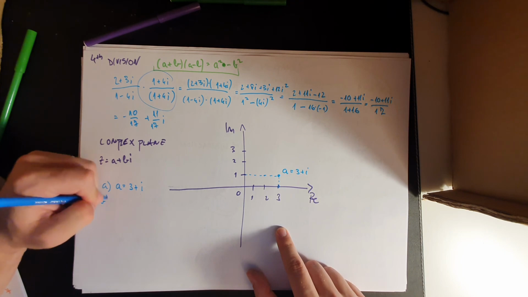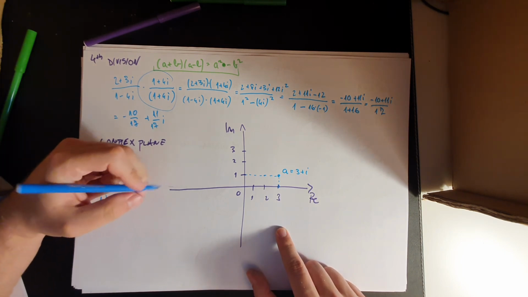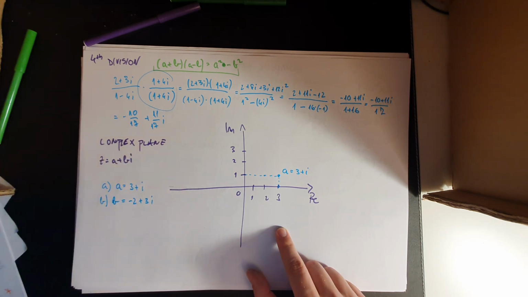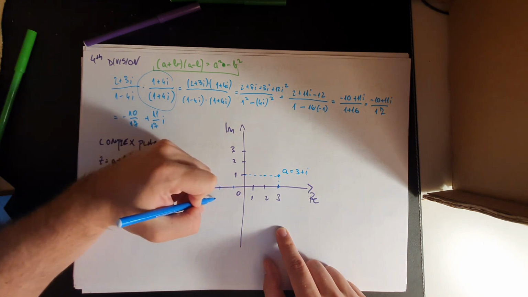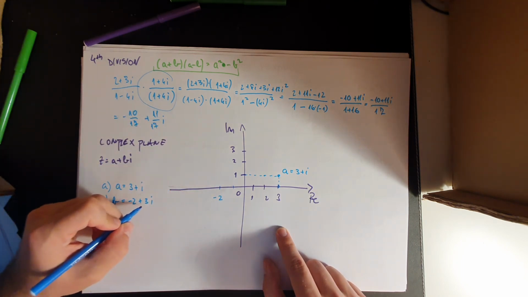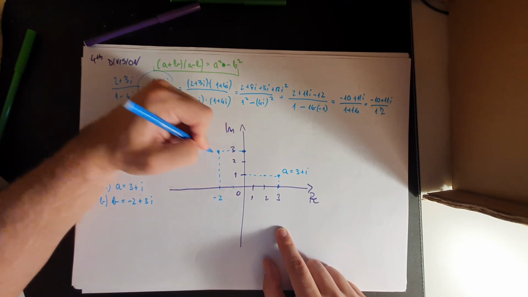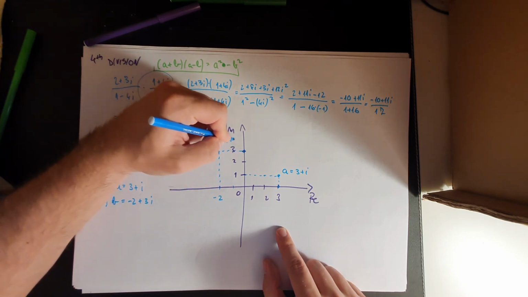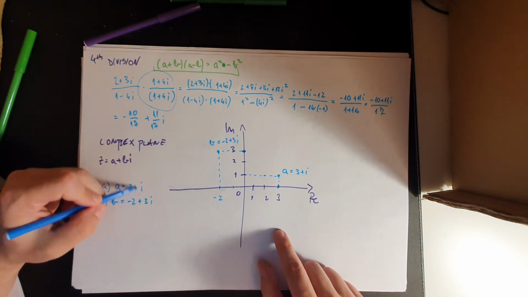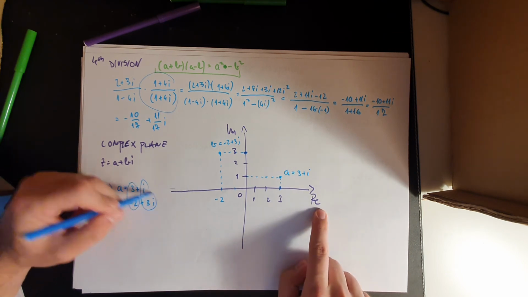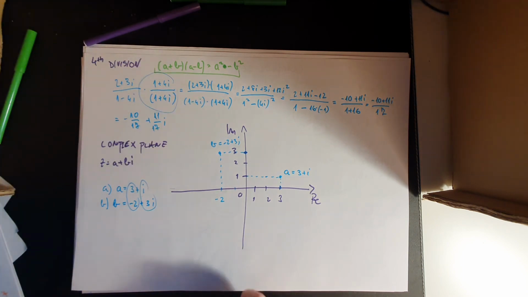Let's look at B. B is equal to minus 2 plus 3i. Minus 2 is the real part. Minus 1, minus 2. 3 is the imaginary part. 3 is here. Let's connect them. And here is B, minus 2 plus 3i. I hope you understand how we're doing this. So reals are on the real axis. Imaginaries, without the i, of course, it just tells us what it is, are on the imaginary axis.